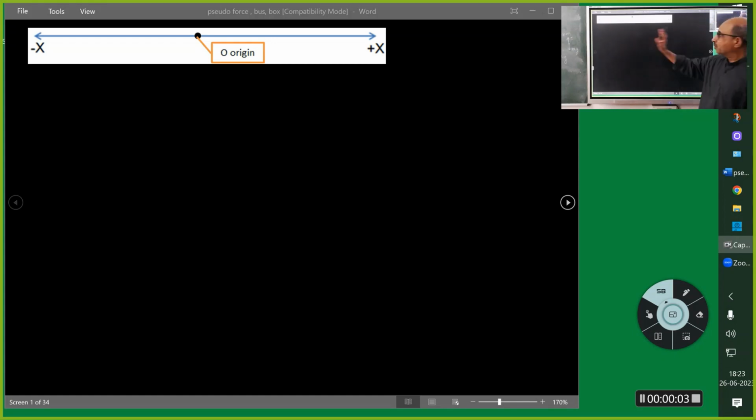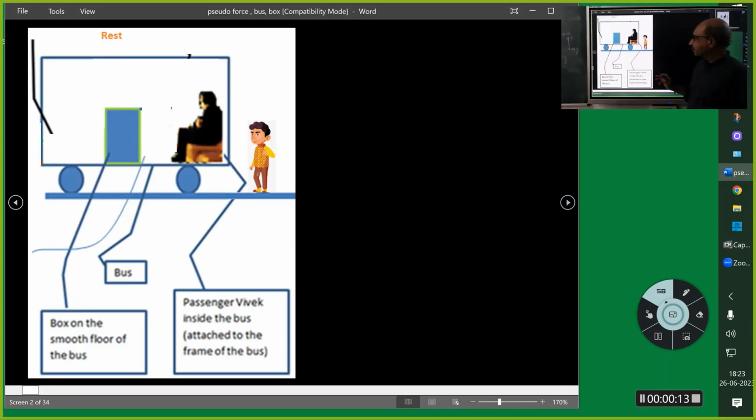So this is our system where, you know, the right side is plus x, the left side is minus x, and there is the origin. Right? Now we are going to discuss one interesting problem.